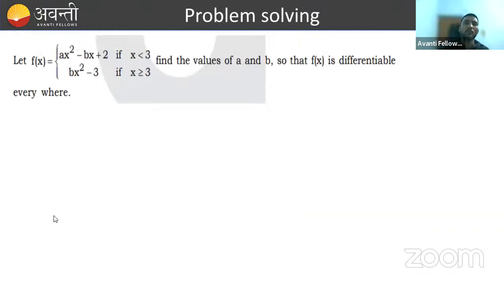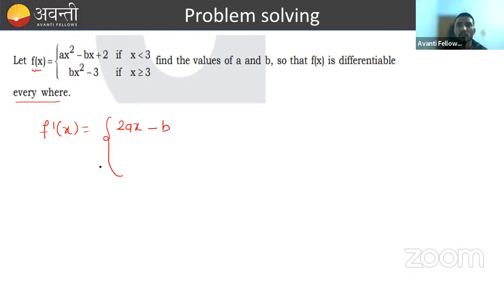Okay, so one more problem that I will solve and then we will stop the class. So we have f of x, and we have to find the value of a and b if f of x is differentiable everywhere. So what we need to do? First, we will find f dash x. Find f dash x. So after finding f dash x, what are you going to get?